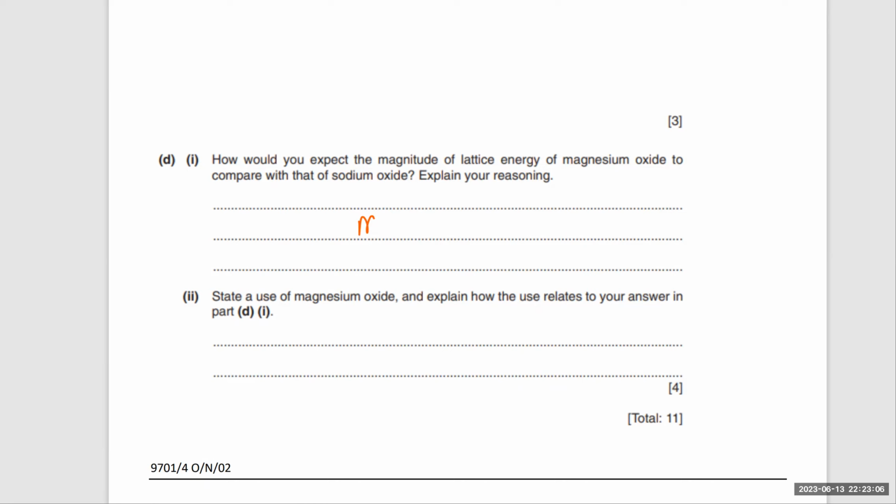Okay, so it's got the higher charge. Magnesium has the higher charge. Is it smaller as well or not? It's not smaller. Why is it not smaller? Magnesium has a proton number of 12. Sodium has a proton number of 11. They both have exactly the same electrons. Magnesium ions have 10 electrons, and the sodium ion also has 10 electrons.